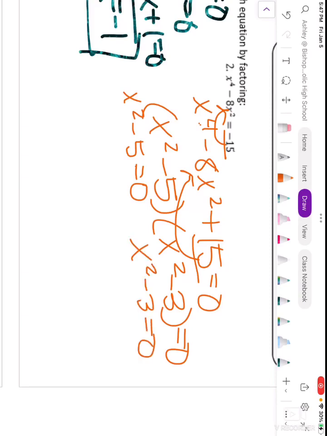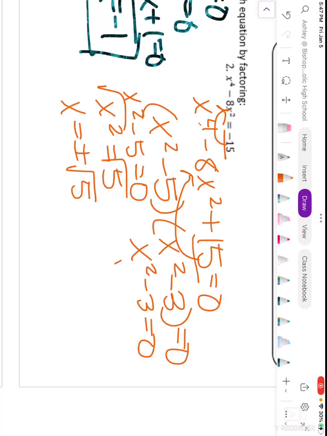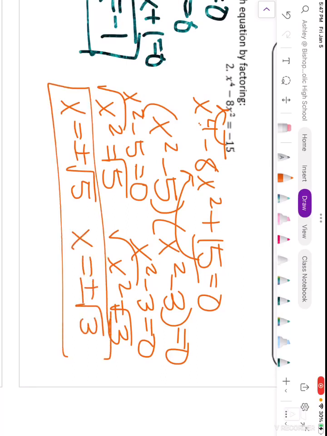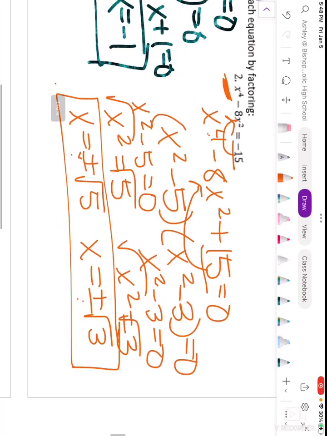And then we would add the 5 over and square root it. So x is positive or negative square root 5. Add this 3 over, square root it. X is positive or negative square root 3. So that gives us 4 answers. Positive square root 5, negative square root 5, positive square root 3, negative square root 3. There should be 4 answers because this was to the 4th power originally.